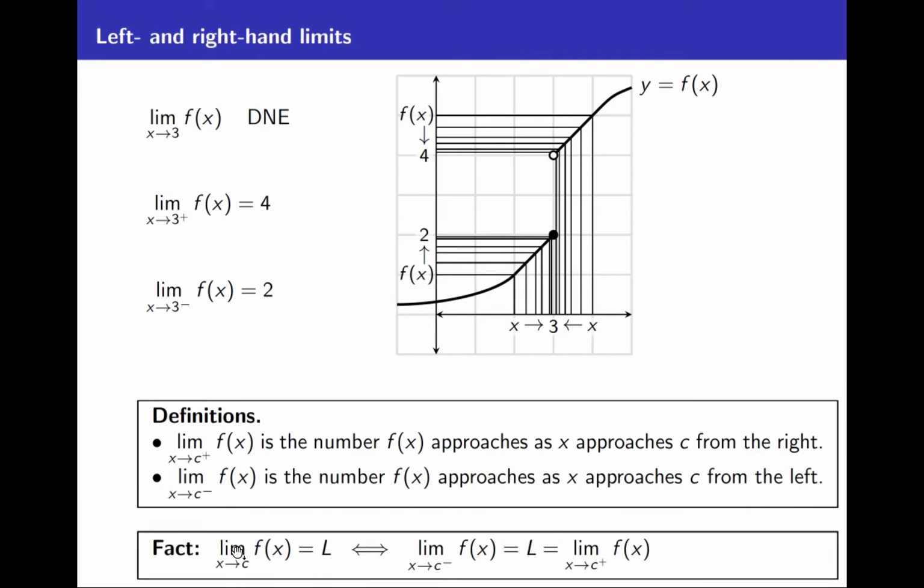And it's a fact that in order for the limit as x approaches c of f of x to be equal to L, the right and left-hand limits as x approaches c of f of x also both have to be equal to the same number L. Otherwise, the limit as x approaches c of f of x doesn't exist. And that's illustrated in the picture here.